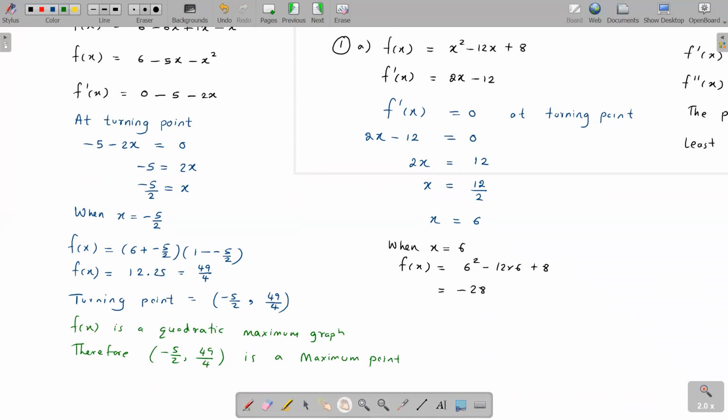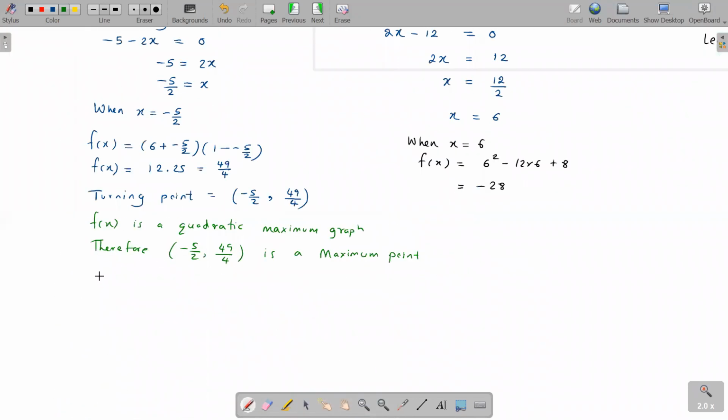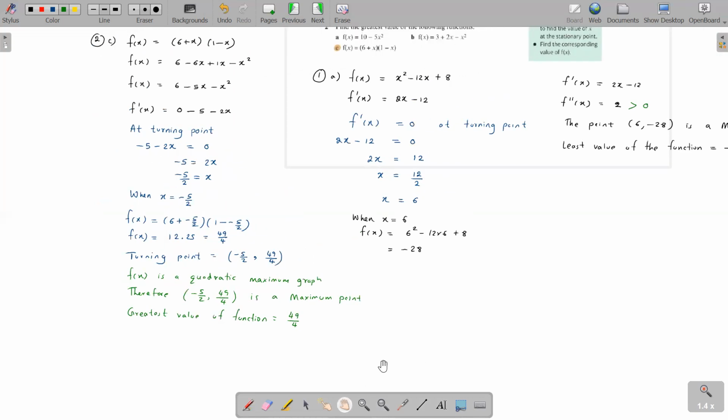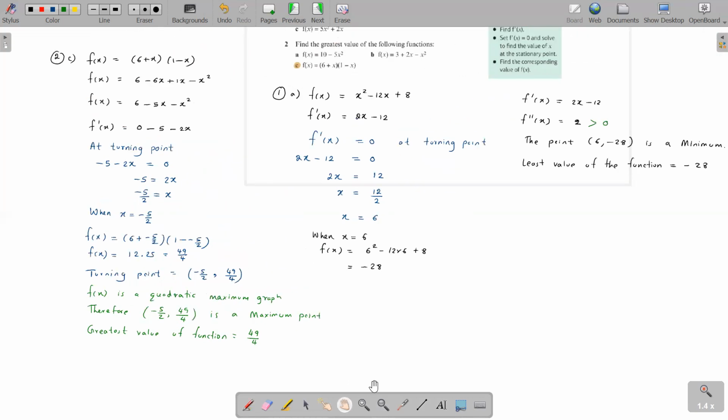And then they want the greatest value of f(x). Is that correct? Find the greatest value. The greatest value of your function is what? What's the highest value of your function? It's 49 over 4, right? The 12.25. Okay, so this is the greatest value of your function. You could do it by using the second derivative as well. But since it's a quadratic graph, we don't need to go to that extent. We need to go for that for the next set of questions that we are doing.